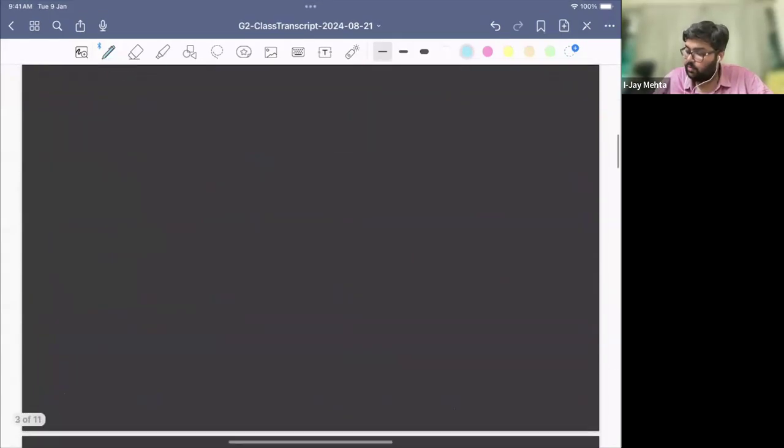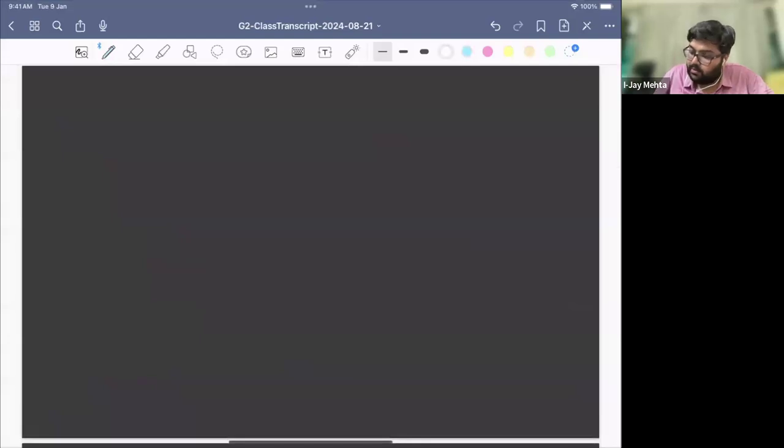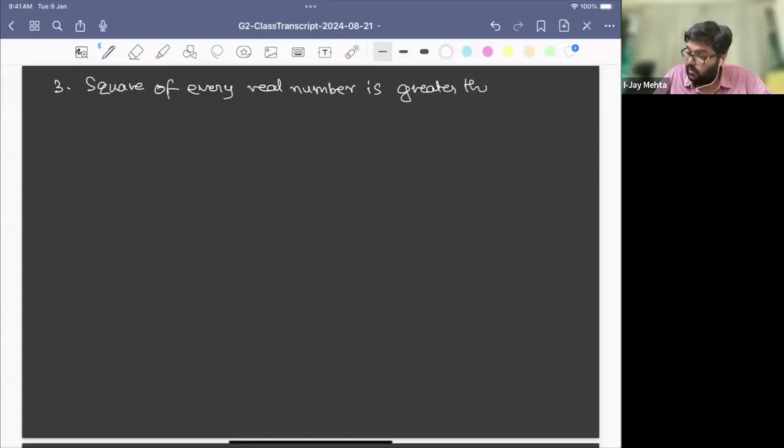Giving one more statement, last one. This is number 3. Square of every real number is greater than or equal to 0. You can start clicking yes if you know the answer. We want to write this in terms of quantifier first.